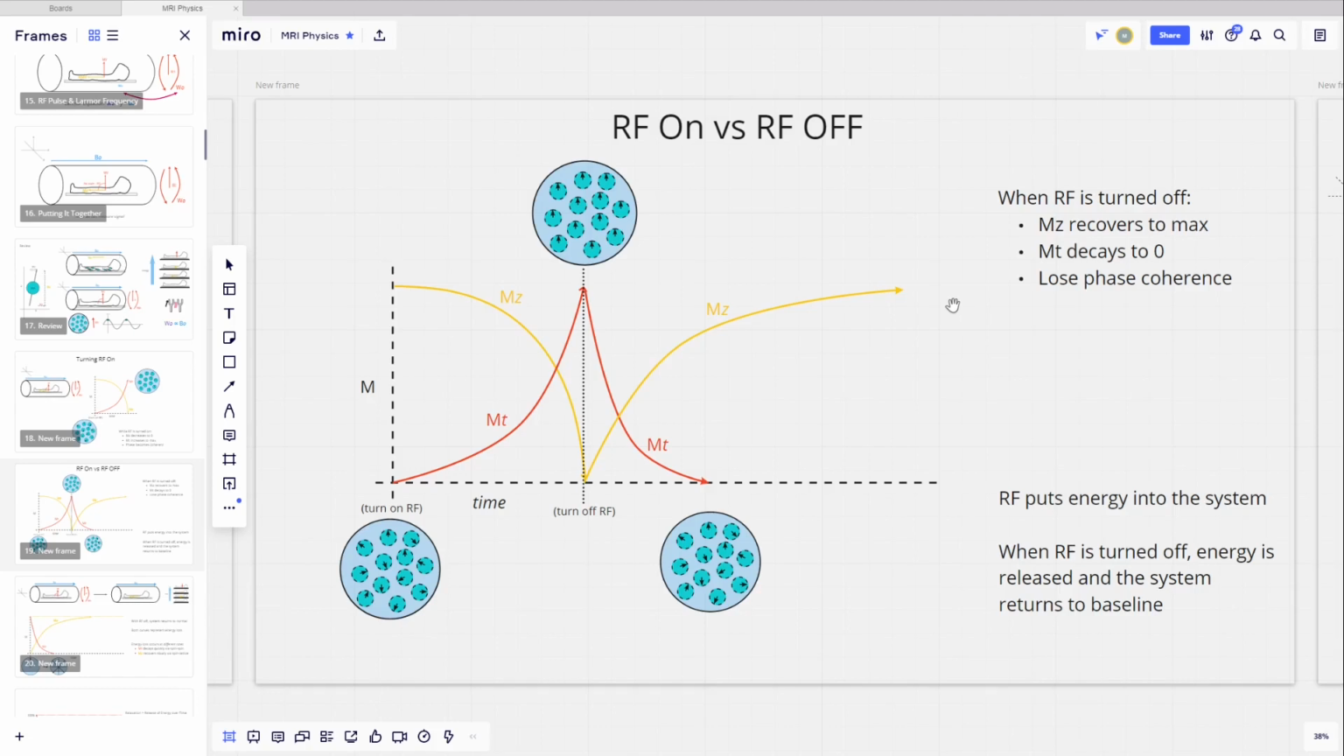And what MRI is all about is turning this RF pulse on, getting them to this higher energy state, then turning it off and just watching what happens. That's basically all we're doing over and over and over and over again. Putting energy into the system, standing things up, and then taking energy out of the system, watching them fall back down, and comparing the rate at which they fall back down. Okay, the rate at which this decays, the rate at which this recovers. Okay, that's the basic premise of what we're doing here. So this is just summarizing exactly what I just said.